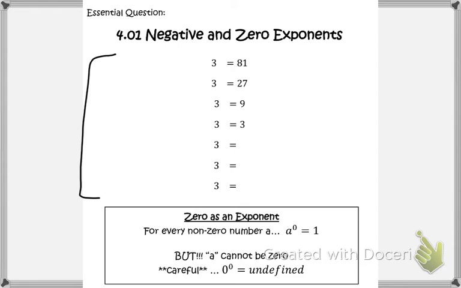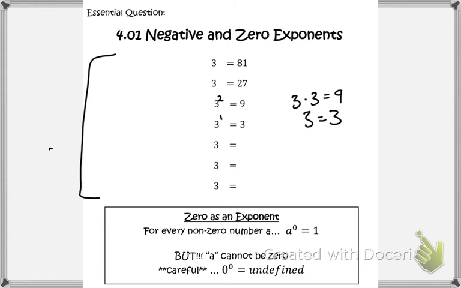So 3 to the something gives me 3. If it's just a number itself, it'll be 3 to the 1 power. So 3 to the 1 is equal to 3, because 3 is equal to 3. Alright, 3 to the what power gives me 9? If you thought 3 squared, you are correct, because we have 3 times 3 equals 9.